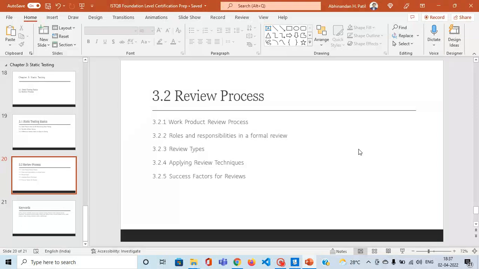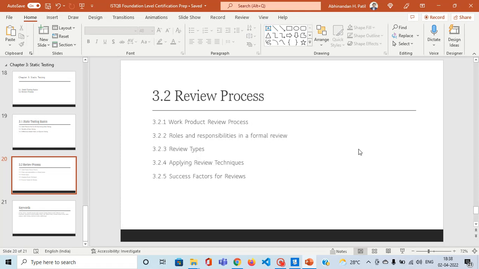To section 3.2, review process. Basically, in this section, we will discuss how the review process works. The review process can be formal or informal. In formal, we have a documented procedure, documented results of review, and team participation is involved. On the contrary, informal reviews are the reviews which do not follow a defined process.